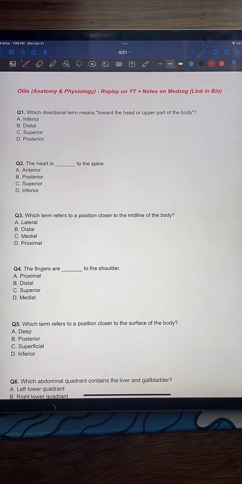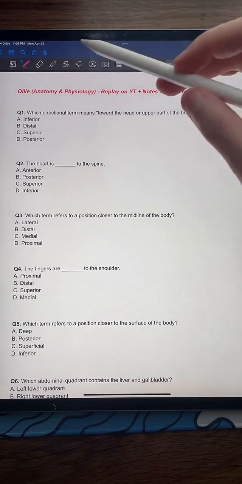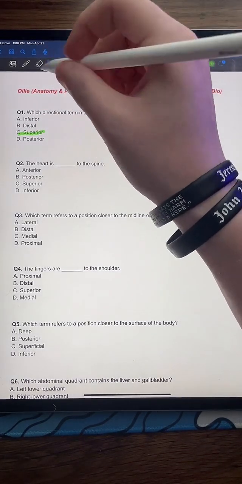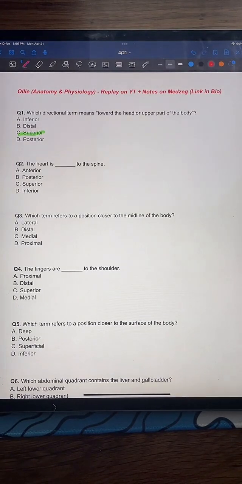I'll give you guys a couple seconds. So, for number 1, which directional term means toward the head or upper part of the body? The answer is C. It is superior. So superior refers to being closer to the head or upper part of the body. Inferior would be opposite. It would be away, toward the lower part of the body. Distal would refer to a position that is farther away from a point of attachment to the body or trunk, like the hand would be distal to the shoulder. Posterior refers to the back of the body.